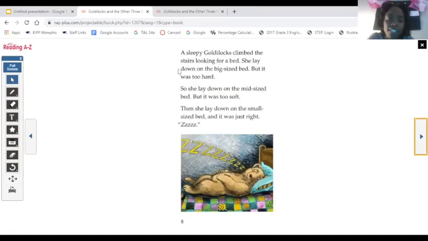A sleepy Goldilocks climbed the stairs looking for a bed. Yes, she looks like she's getting ready to go to sleep. She lay down on the bed, on the big size bed, but it was too hard. So she lay down on the mid-sized bed, but it was too what? Soft. Excellent. Then she lay down on the small size bed and it was just right. Then she started snoring.